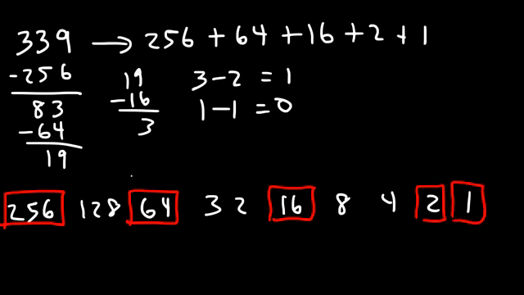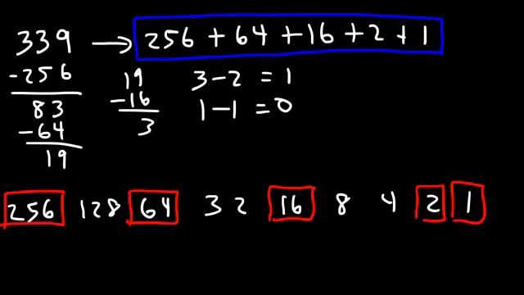And then check the work. Make sure that all of these base 2 numbers add up to 339. So type in 256 plus 64 plus 16 plus 2 plus 1, and that will give you 339, just to make sure that you did everything correctly.